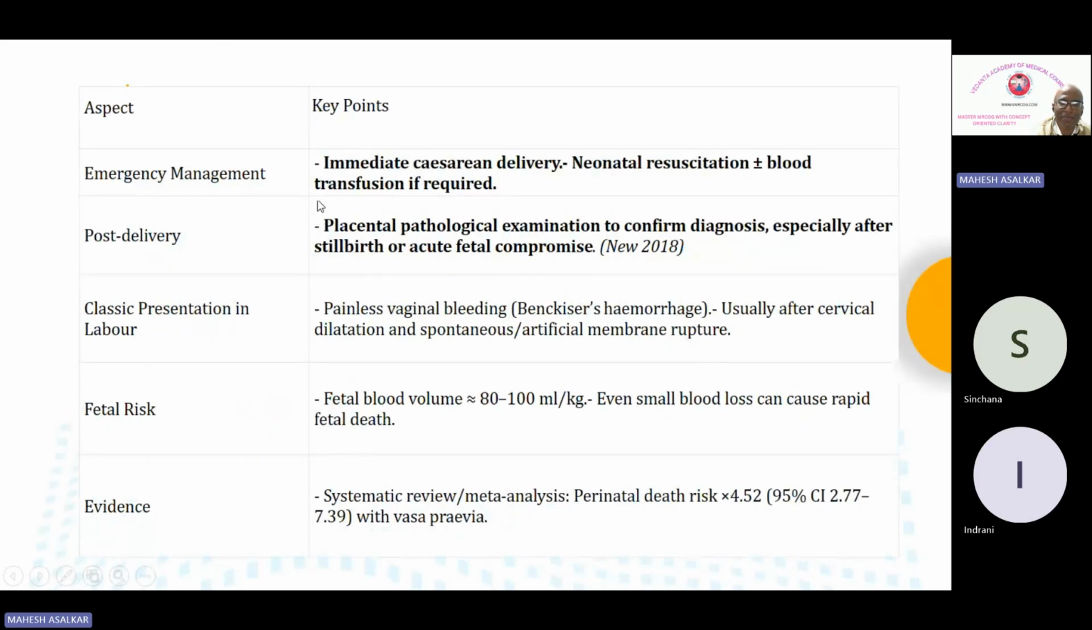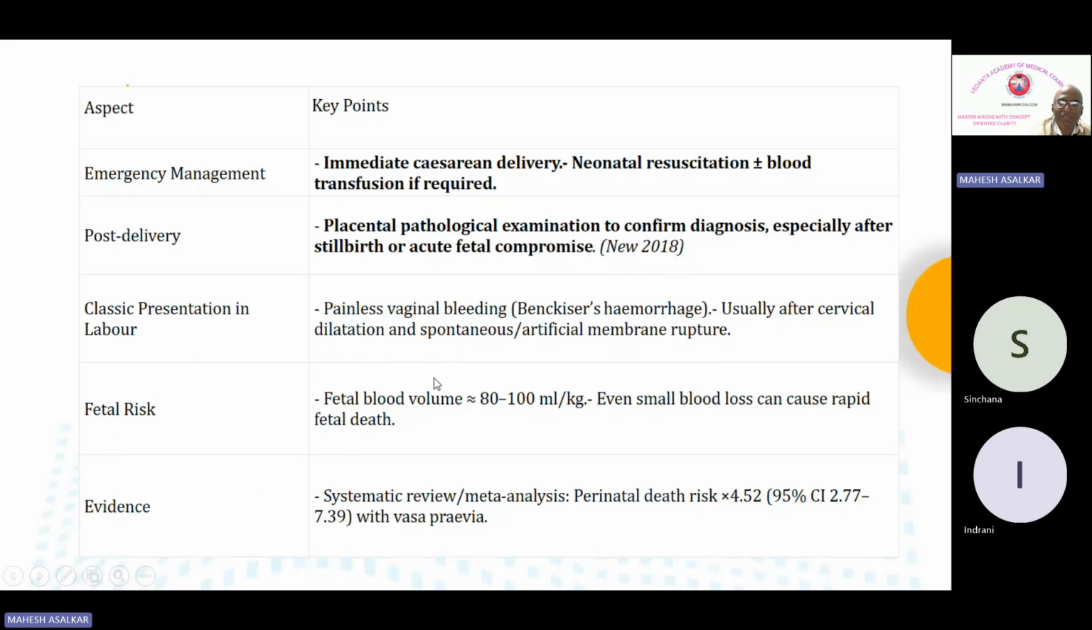Then what is the emergency management? Immediate cesarean delivery along with neonatal resuscitation, and if required a blood transfusion. After delivery we send the placenta for histopathological examination for confirmation of the diagnosis, especially after stillbirth or acute fetal compromise. The classic presentation in labor is painless vaginal bleeding, or Benckiser's hemorrhage, usually after cervical dilatation and spontaneous or artificial membrane rupture.